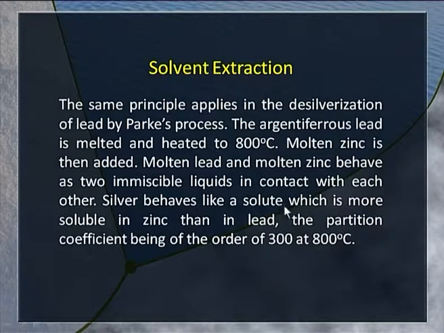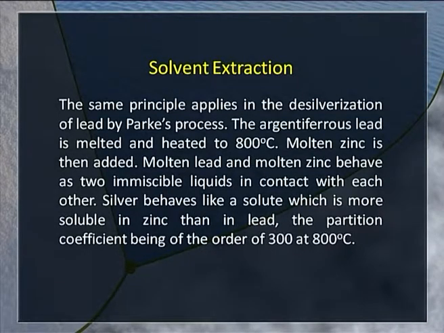Silver behaves like a solute which is distributed between the two layers, but it is more soluble in zinc than in lead, the partition coefficient being of the order of 300 at 800 degrees centigrade. So, what do we do? We take molten argentiferous lead, add a calculated amount of molten zinc to it, and agitate the two thoroughly in order to allow silver to pass from the molten argentiferous lead to molten zinc till equilibrium is achieved, and then separate it.